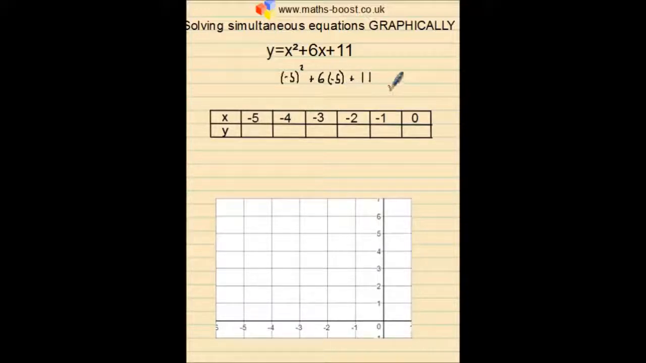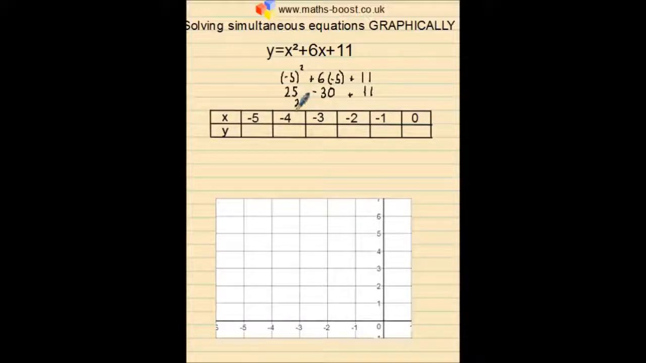Brackets, well there are brackets, but there's nothing to be done inside the brackets. We move on to the index. Well, yes, we've got here -5 squared, so 25. We've got no division, but we have got a multiplication here because of this here. And there we have it.